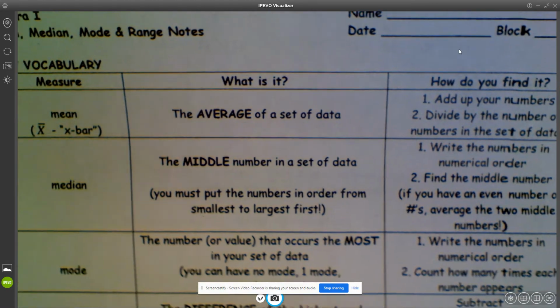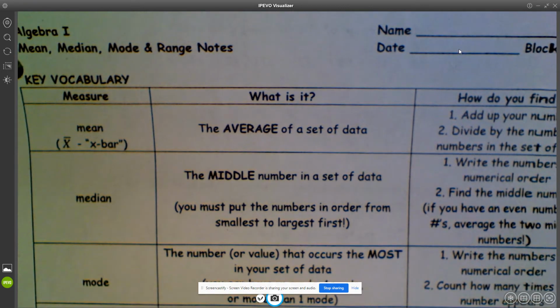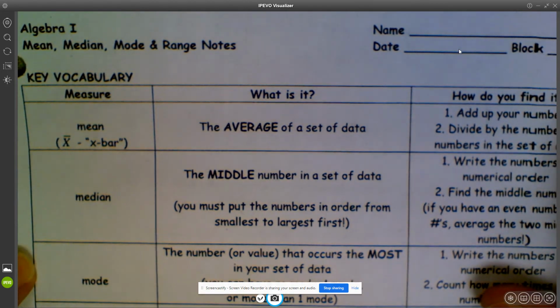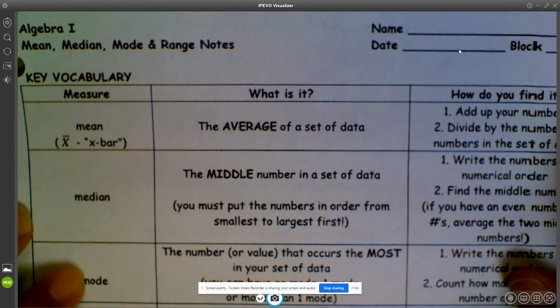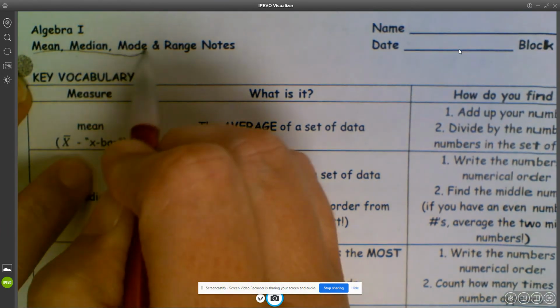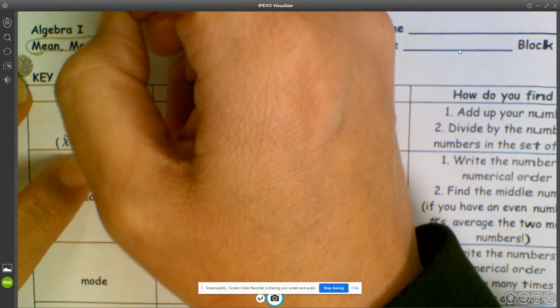So now we're in Unit 6, the Data and Statistics and Probability Unit. Before we move any further, I do want to talk to you about statistics. Hopefully you remember these descriptive statistics from middle school, but we'll see. We're going to talk about mean, median, and mode. They call these the measures of center.